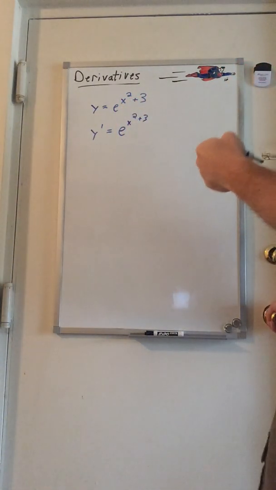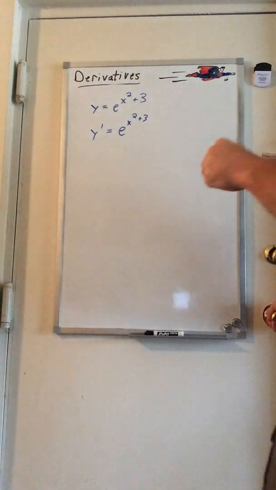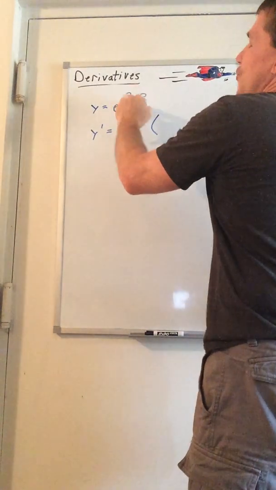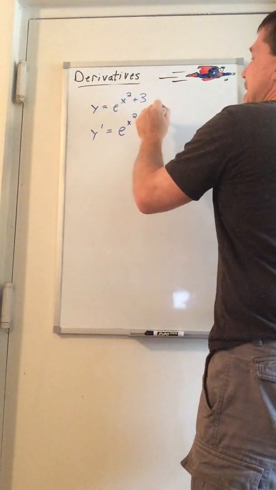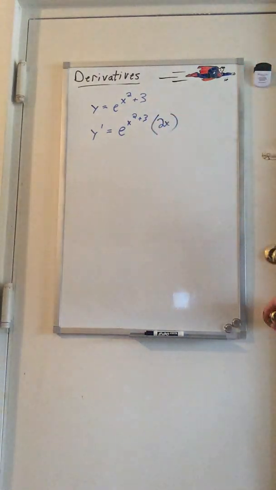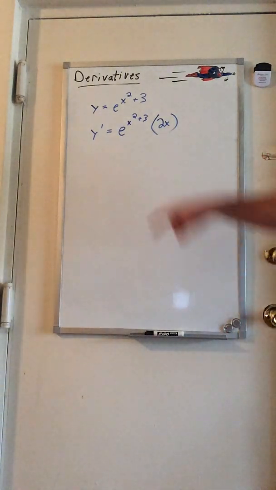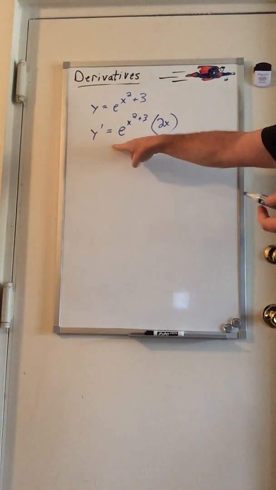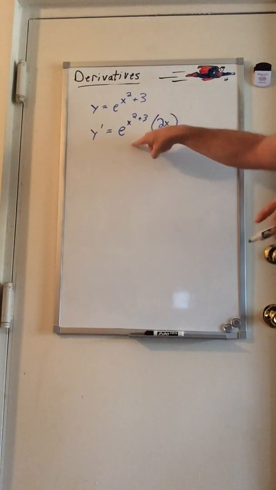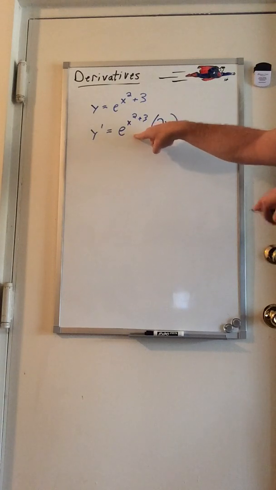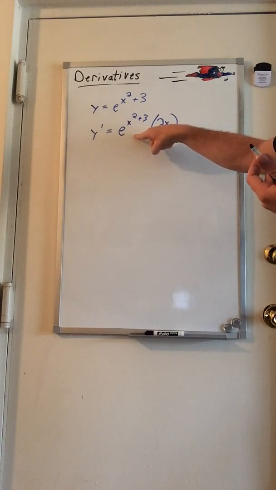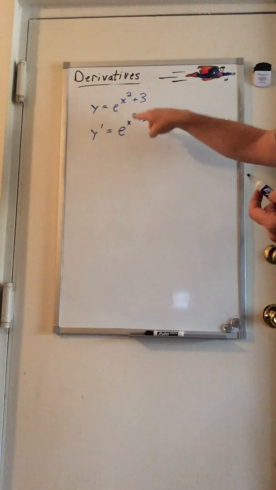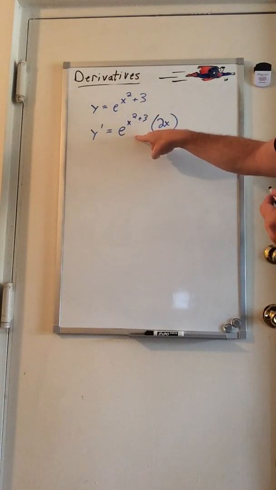That's the inside, so it's staying the same, times the derivative of the inside function, which is this. And that's just 2x. And there is kind of an idea here, and again, I want to say this as clearly as possible. If you have an exponential function, if you're taking its derivative, if your derivative does not include the exponential function, then you're wrong. Because of the way this works, you have to get the exponential function as the derivative.